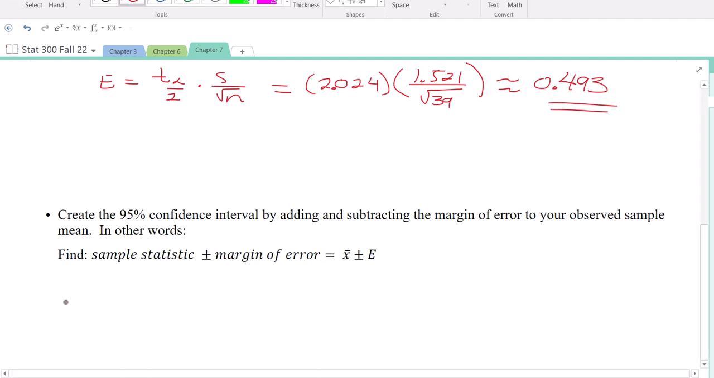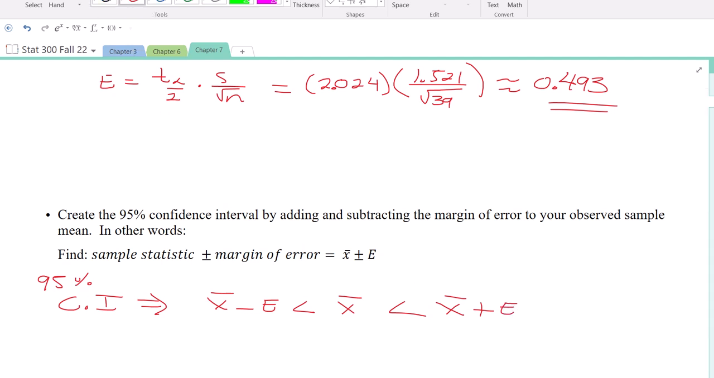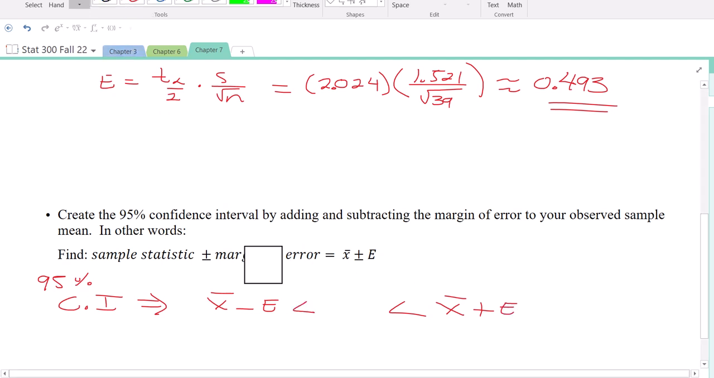So that means that our 95% confidence interval is our x bar minus the error and then x bar plus the error. And this is approximating mu. So I should have mu in the middle here, the population parameter.